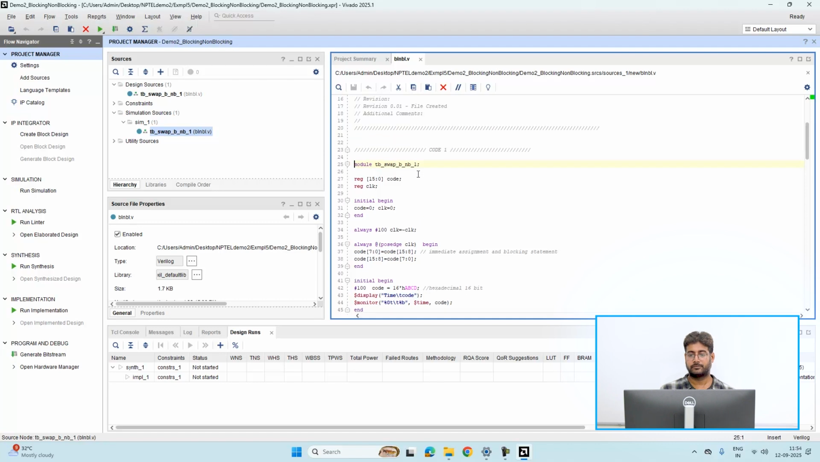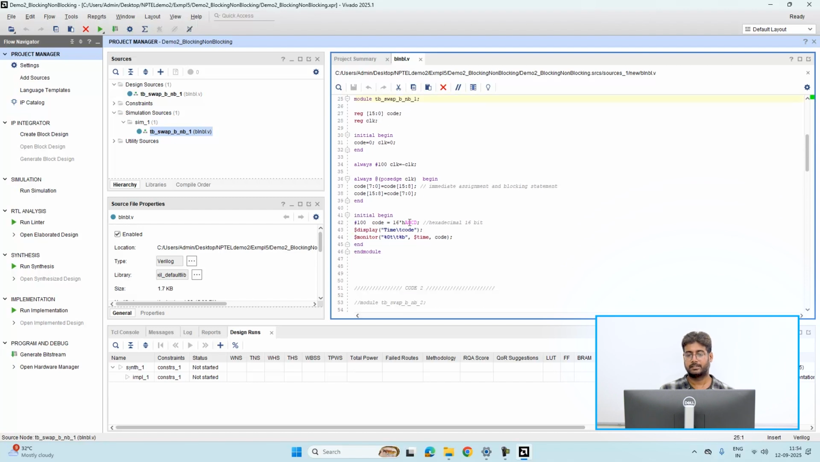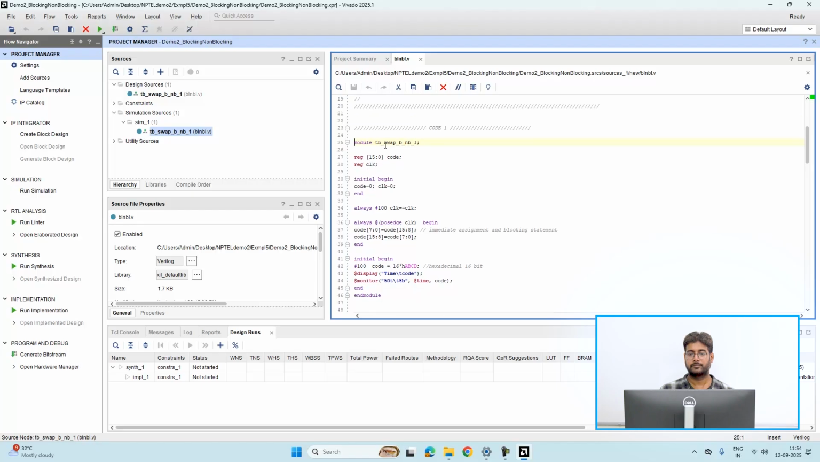We don't have a test bench for it. We are not defining any source code. We are directly defining registers here: a variable named code, which is 16-bit. This input will be in hexadecimal form. As you can see here, code is equal to ABCD, which is the 16-bit hexadecimal input data. We don't have any source code here, so directly in the test bench format, we will be checking whether the data swaps as a bit swap or not.